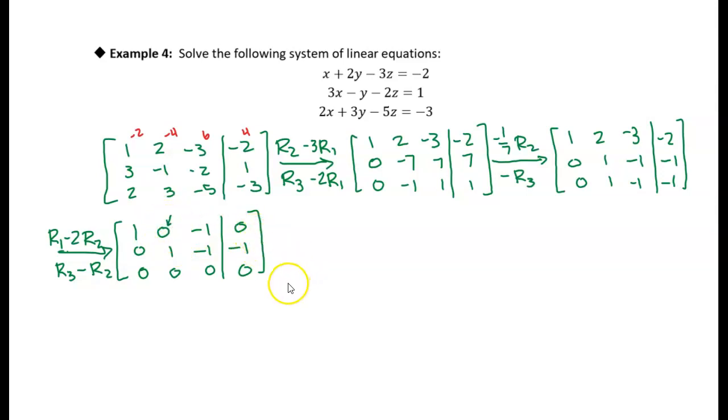Okay, so there's really nothing more I can do with this system. So I have to say, okay, what is this telling me? Let's turn it back into equations. Let's take the augmented matrix and write the system of equations that corresponds to it.